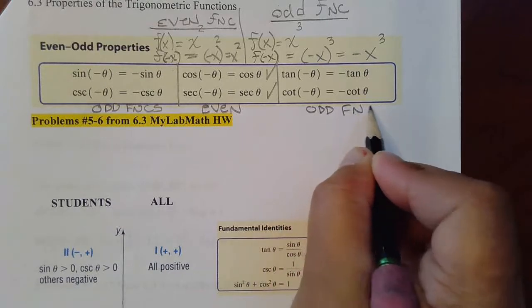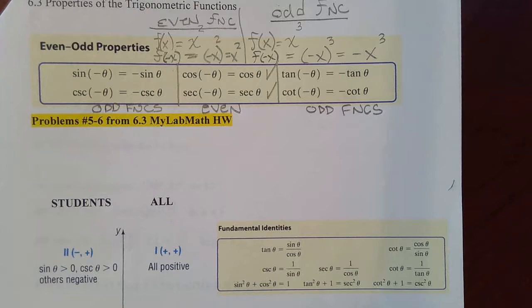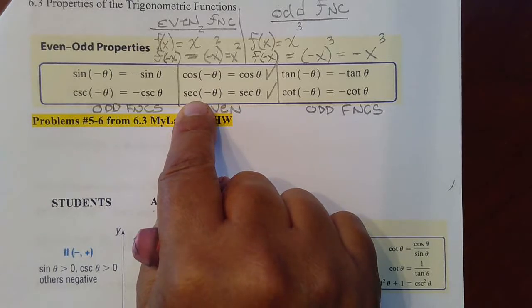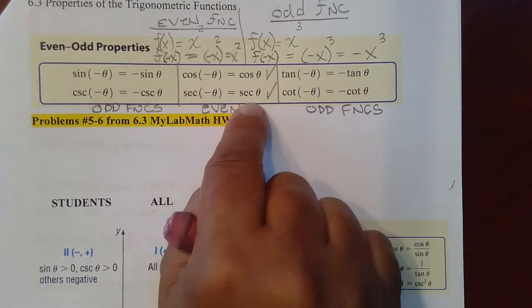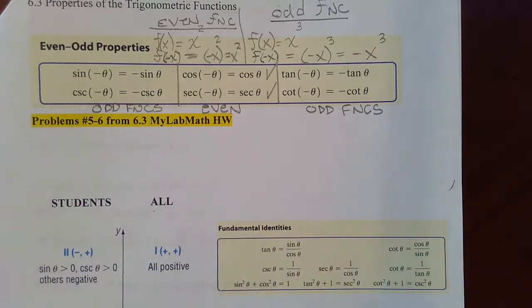So again, you want to memorize all 6 of them in the most efficient way. Memorize the ones that stand out, and that is cosine and secant. Those are considered the even functions and have all the characteristics of an even function, which is that the negative does not impact the value.